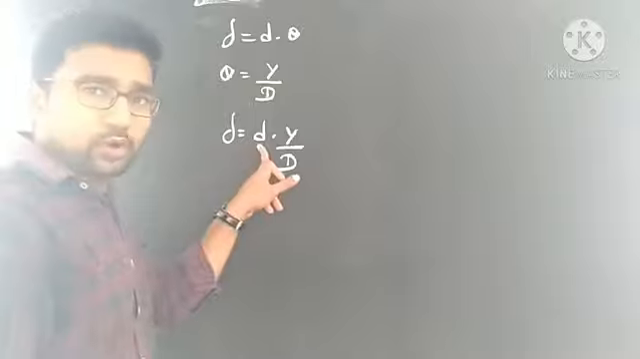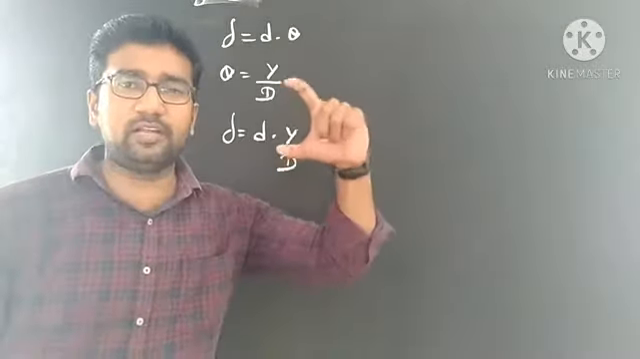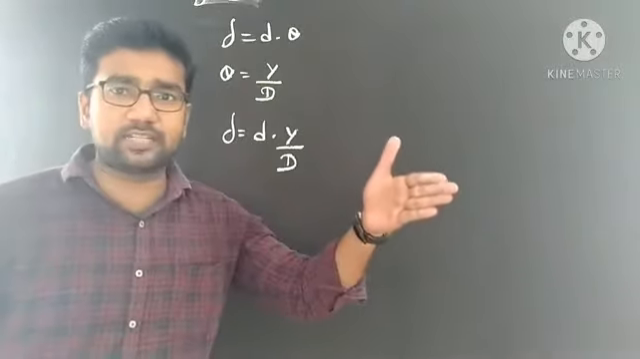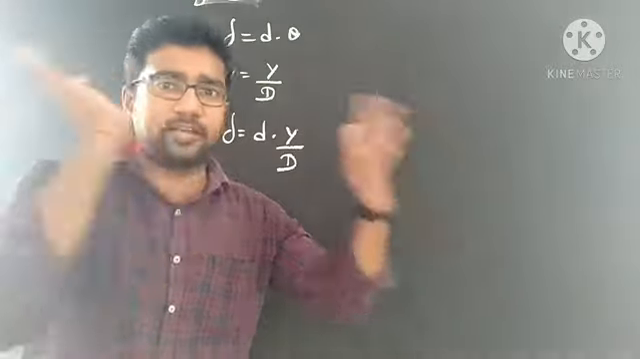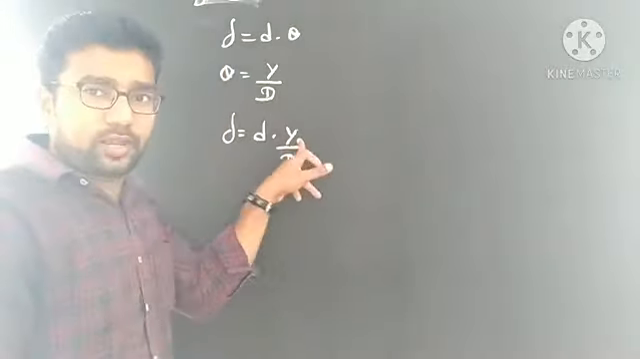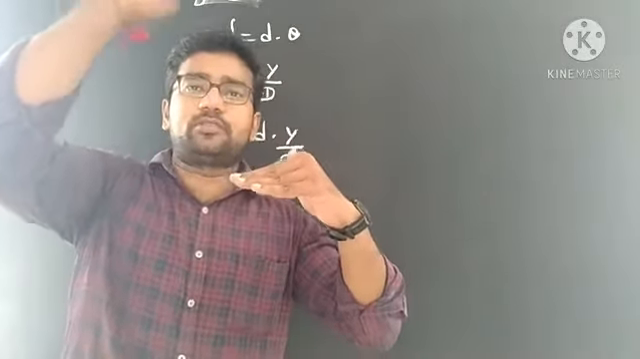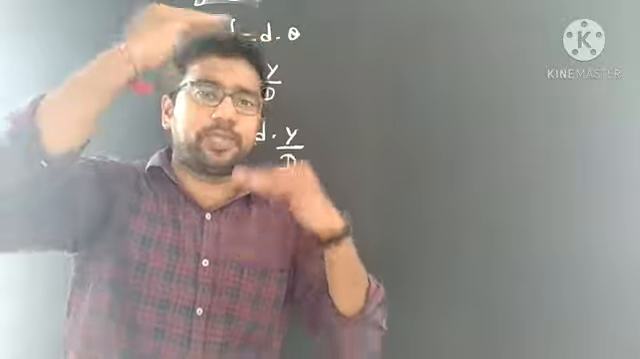What is the value of small d? The distance between the two slits. What is the value of capital D? The distance between the slit and the screen. What is the value of y? The distance from the midpoint of the screen to the point P.